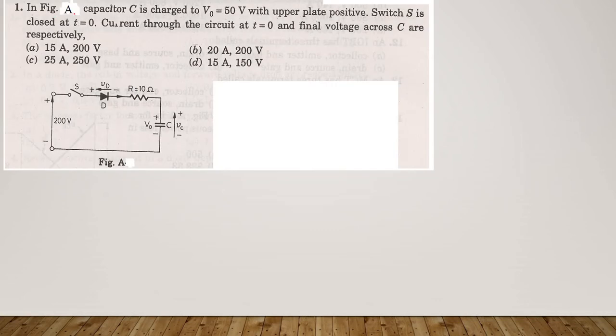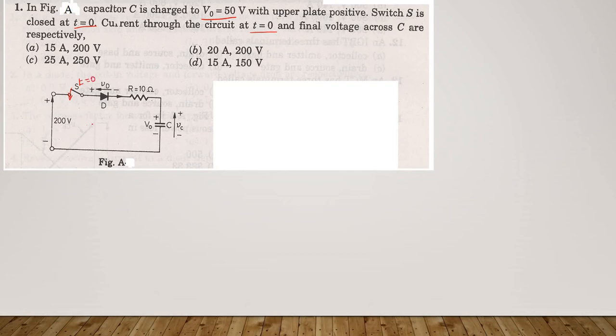Problem number 1. In figure A, the capacitor is charged to V0 equal to 50 volt with upper plate positive. Switch S is closed at t equal to 0. Current through the circuit at t equal to 0 and final voltage across C are respectively. The condition given is that the switch is closed at t equal to 0.